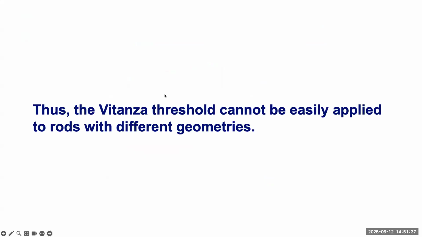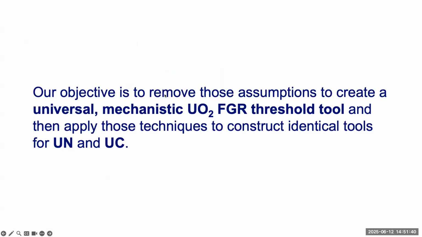Now, our objective is to remove all of those assumptions that were made to essentially create a universally applicable and mechanistic UO2 fission gas release threshold tool that fuel designers can pick up and be able to use with relative confidence that we're capturing behavior better than the Vintanza curve alone for these advanced reactor designs. And then eventually the goal is to take the techniques we've learned by developing this UO2 threshold tool and applying them to uranium nitride and uranium carbide fuels.